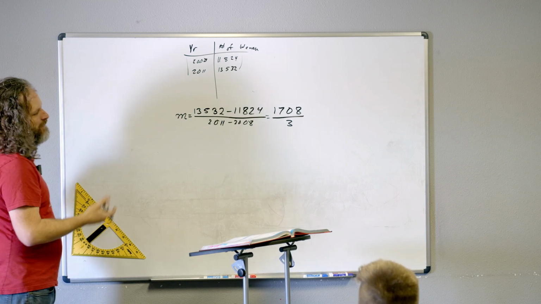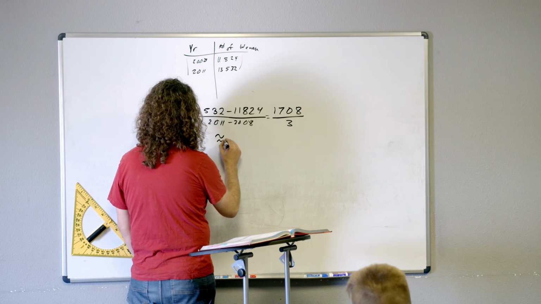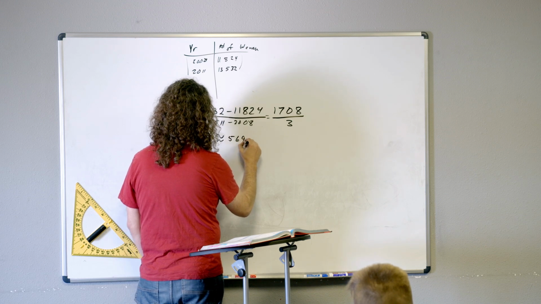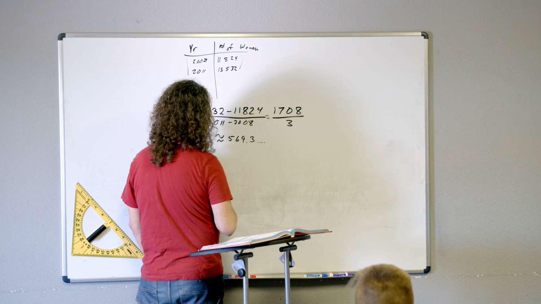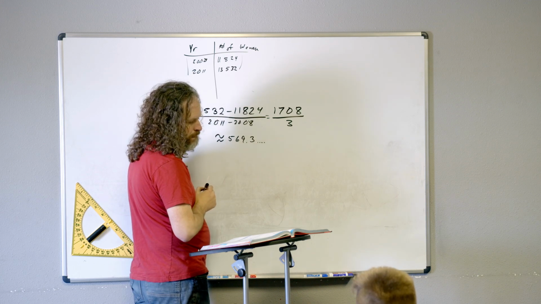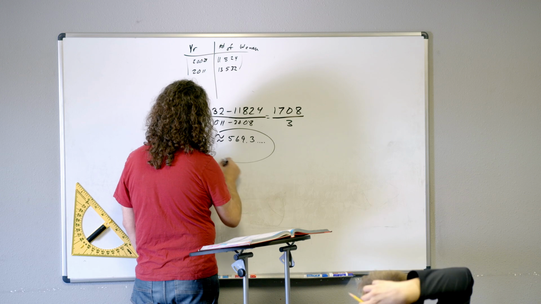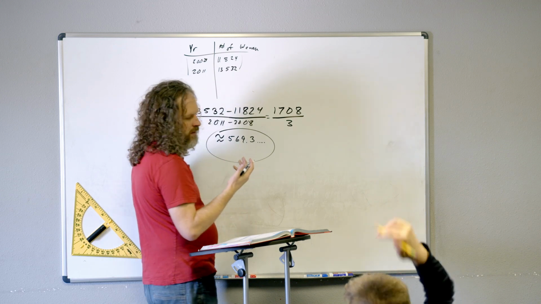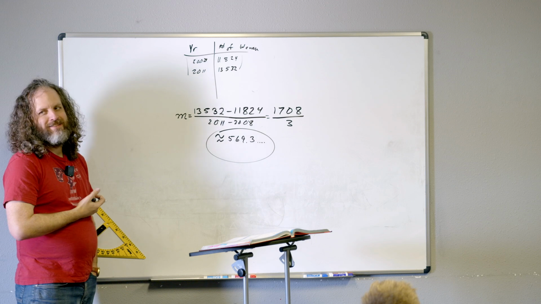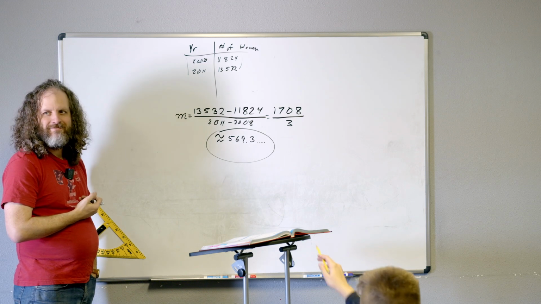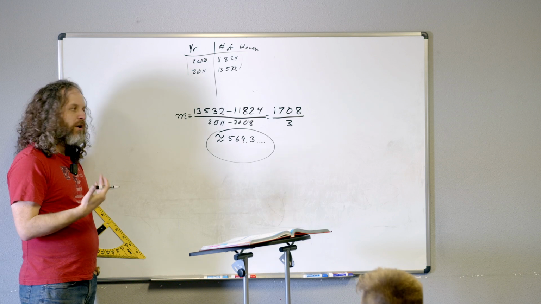And then what's 1,708 divided by 3? 569.33 forever. Repeating 3. Okay, that's fine. So that's the number. What does it mean? That's how many people per what? Per year, per single year.